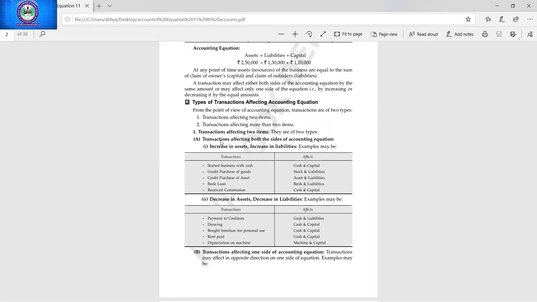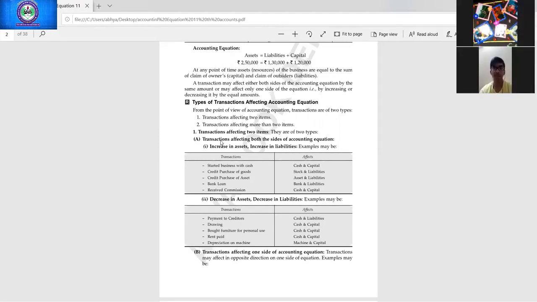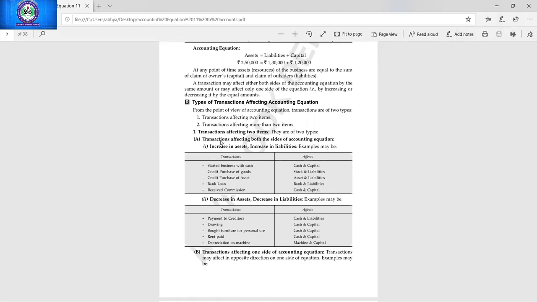Then received commission. Received commission means we have received the commission, so commission is an income. This is the new thing which I am going to tell you: whenever there is any income, it will increase the capital of the businessman. All the incomes will be added to the capital, and since the income is received, we must have received it in cash. So two accounts will be affected, cash and capital.